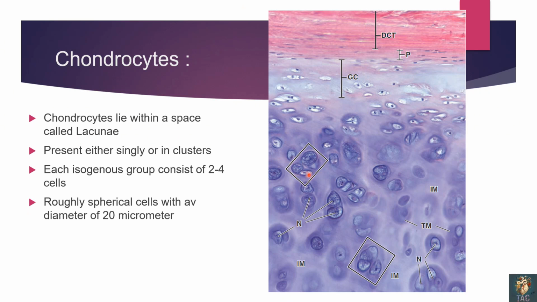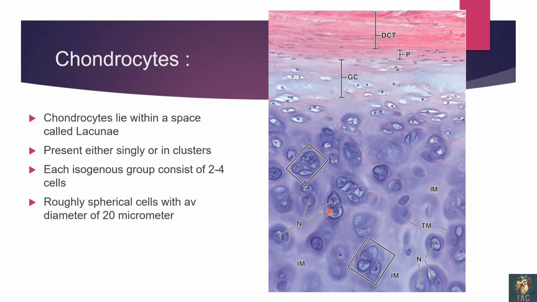Here you can see these are the lacunae. These are the isogenous groups in which chondrocytes are present. 2 to 4 chondrocytes are present in a group, or they may be present in a single form. So in both of these locations you can see these chondrocytes are present in a space which is called the lacunae, and in the center you can appreciate very well the nucleus of the chondrocyte is also present.